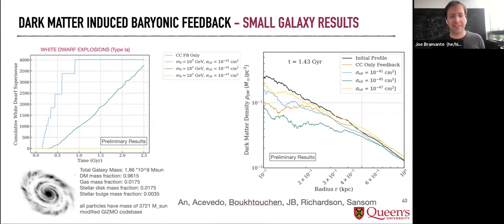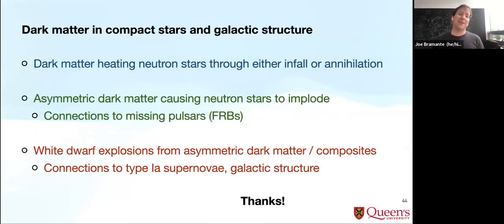There's another question in the chat that I'll answer in a second. And just to say, I've talked to you today about dark matter heating neutron stars, asymmetric dark matter that can cause neutron stars to implode, and white dwarf explosions from asymmetric dark matter through a similar sort of core collapse scenario, but inside of a white dwarf, and connections to type 1a supernovae and galactic structure. And so that's it for my 30 minutes, which went over to about 35. Sorry about that, but thank you, everyone.